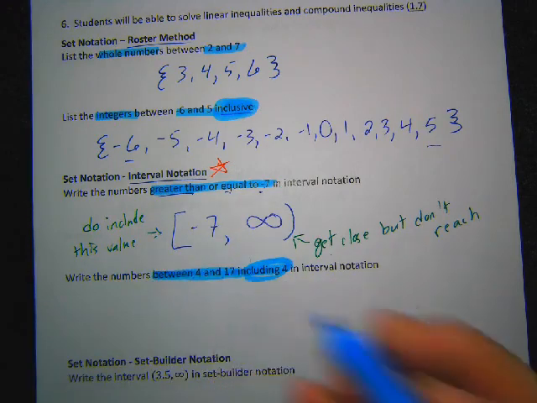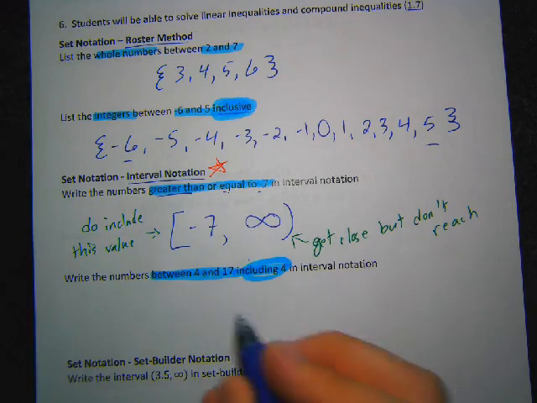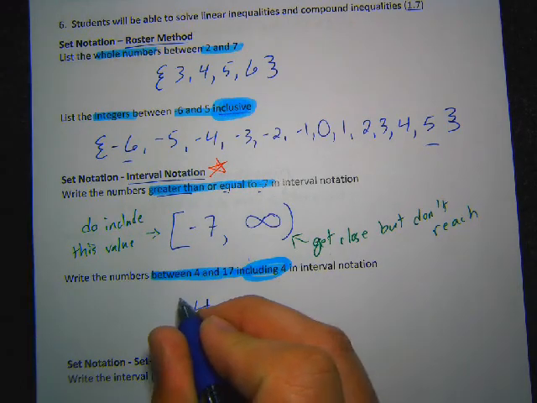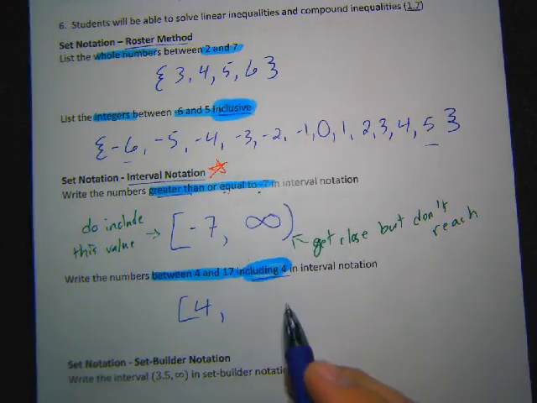And we want the numbers between 4 and 17. So this one I would list it out. I'd start with 4. Because I'm including 4, I can start with 4. I know that's a bracket because I'm including 4. And then I go to 17 and I think, okay, where do I stop?